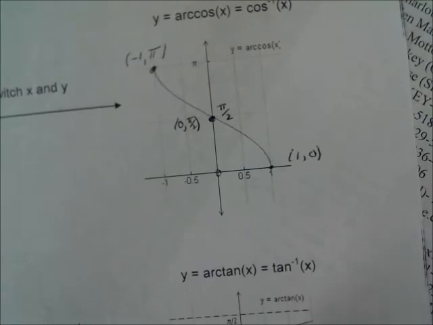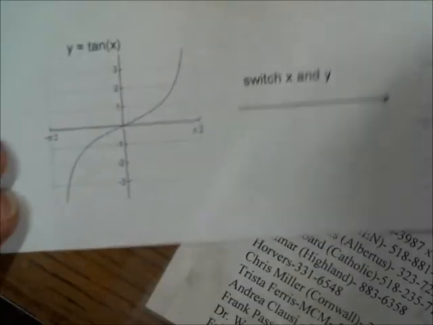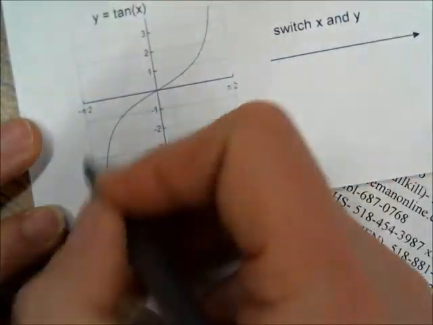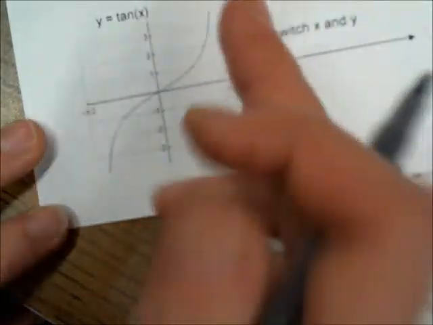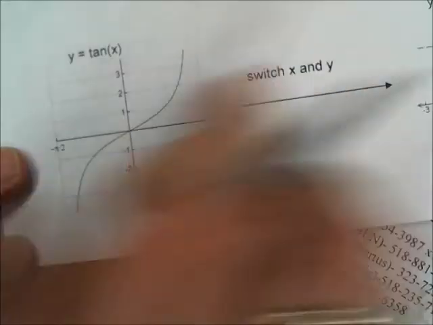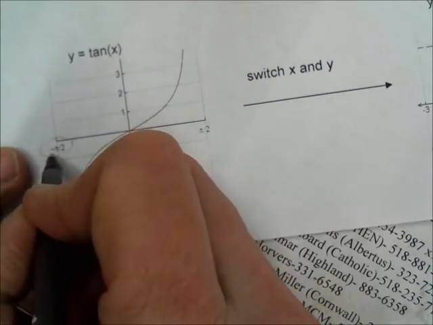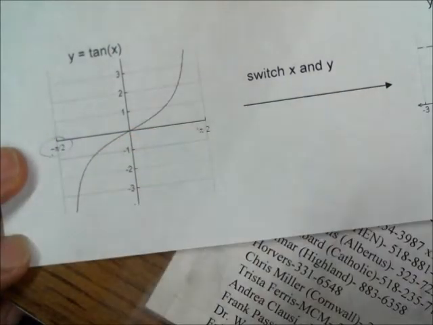So that's why the arc cosine graph looks like it does. Now on the tangent graph, this is just one cycle of a tangent graph. Well, one cycle of a tangent graph actually passes the horizontal line test. So we're going to restrict our domain to be x going from negative pi over 2 to positive pi over 2.